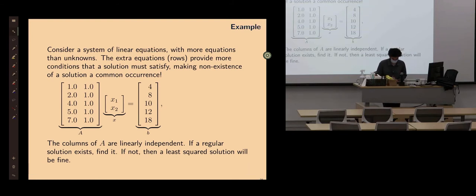In this example, A is 5 by 2. We're after the values of x1 and x2 that minimize the squared norm of the error. Now, the columns of A are linearly independent. It's not very hard to check because one is all ones. The other one is obviously not a multiple of that. Now, find if there is a regular solution, and if not, find the least squares solution.